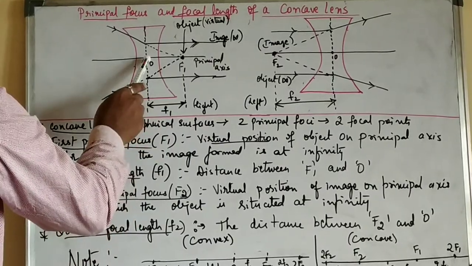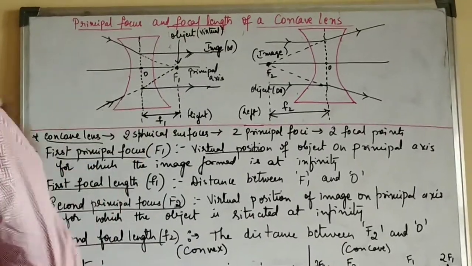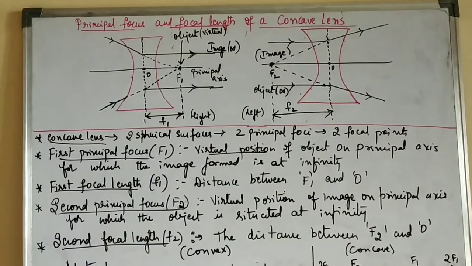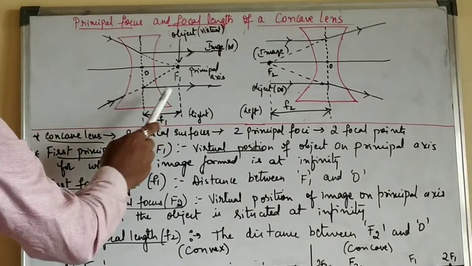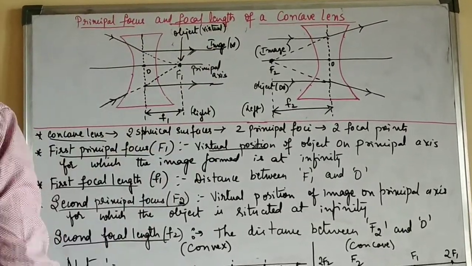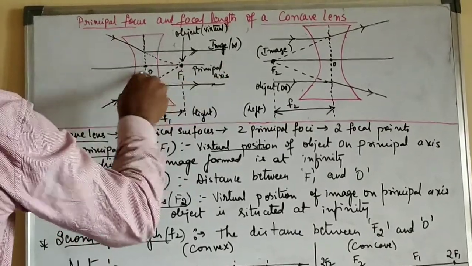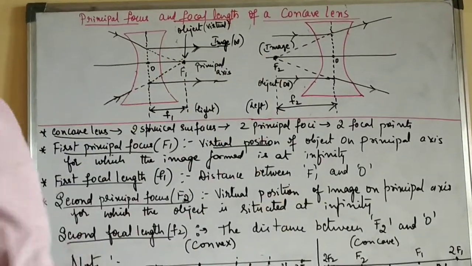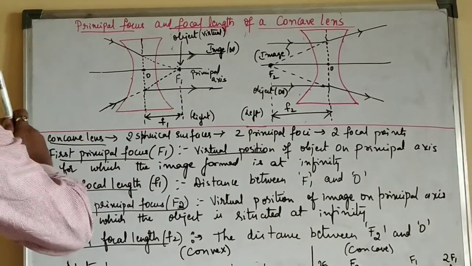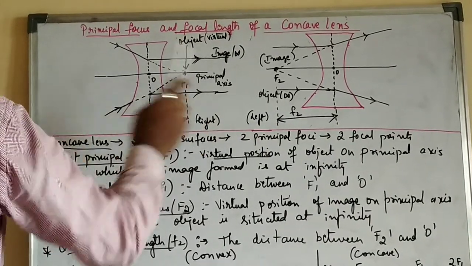Now, the distance between the optical center and the first principal focus is called the first focal length. What is the speciality when you compare this to the convex lens? You can see here, the first principal focus and the first focal length are formed on the right side of the aperture, or the optical center. Whereas in the convex lens, this small f1 was towards the left side of the optical center. So here it is towards the right side.